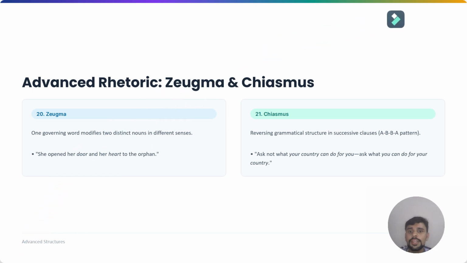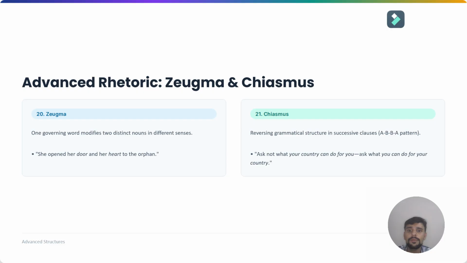You can physically open a door. You don't physically open a heart in the same way. The same verb connects two different senses. Now let's move to chiasmus. Chiasmus refers to a reversed grammatical or conceptual structure. The easiest formula is AB, BA.